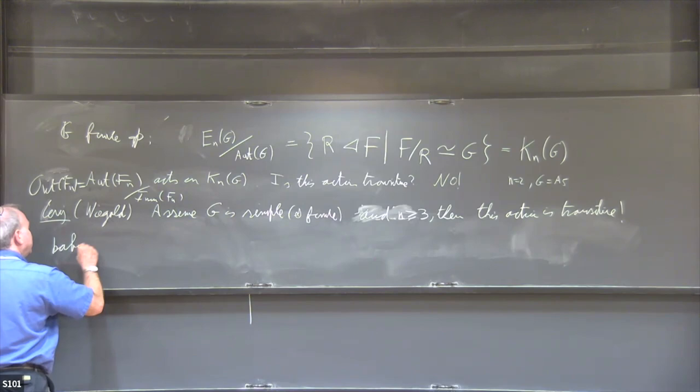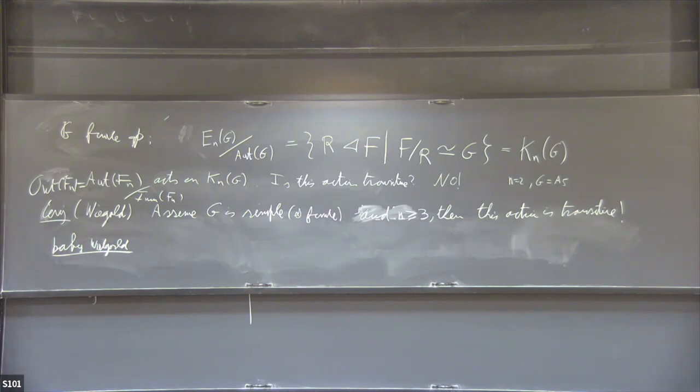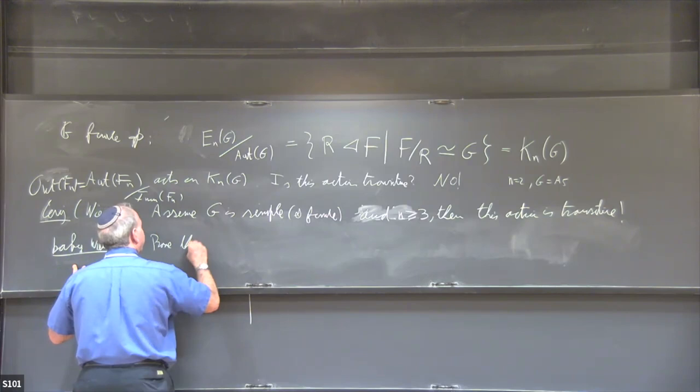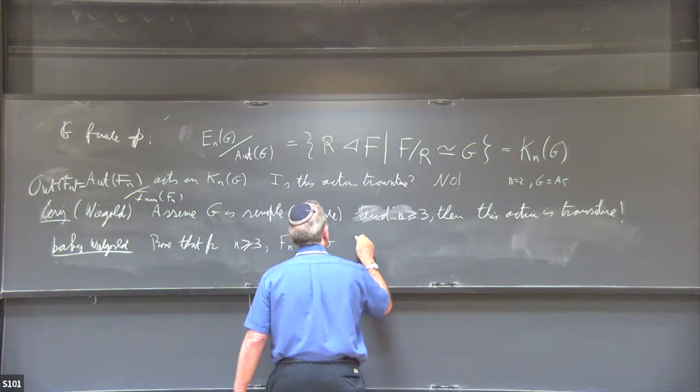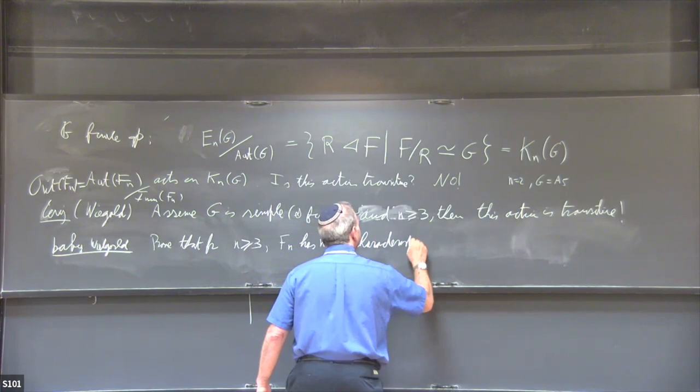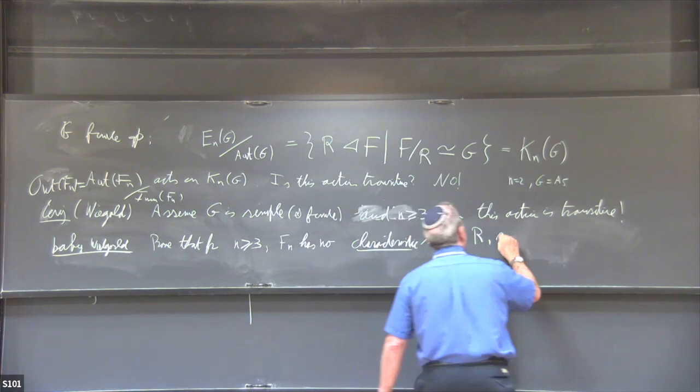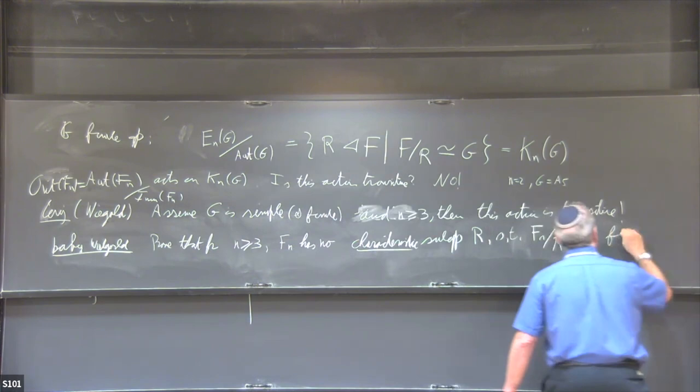You see, if you are transitive, in particular, you are not allowed to have a fixed point in this action, right? So now, what does a fixed point mean? Let's think about it. A fixed point means that there is a normal subgroup in F whose image is G, which is invariant under all automorphisms, which means that it is a characteristic subgroup of the free group. So the baby Wiegold is: prove that for n greater or equal to 3, Fn has no characteristic subgroup R such that Fn over R is a finite simple group.